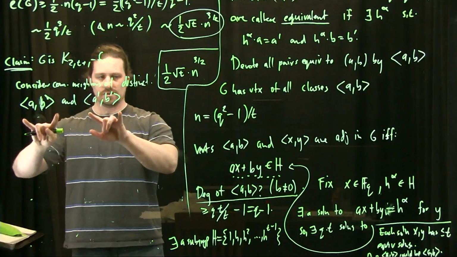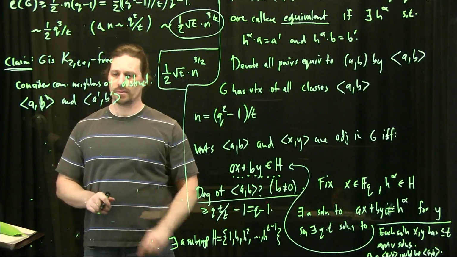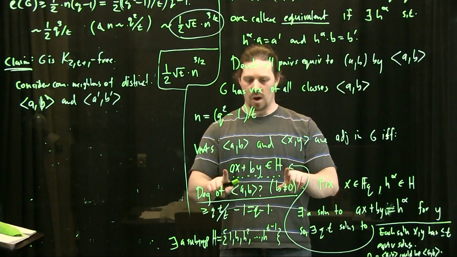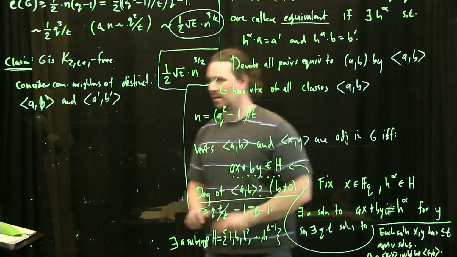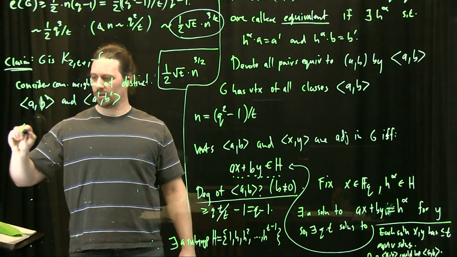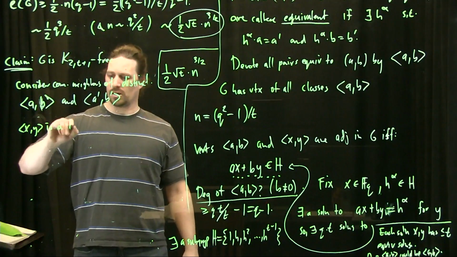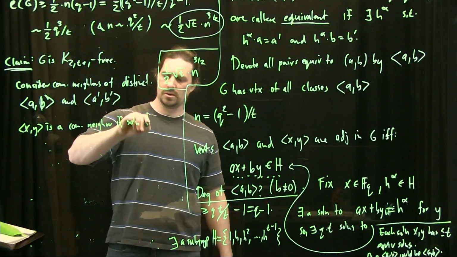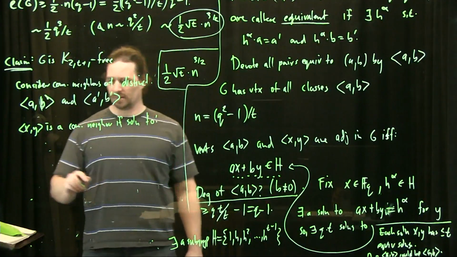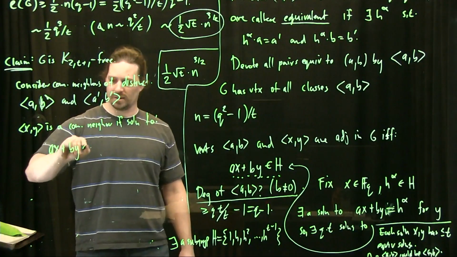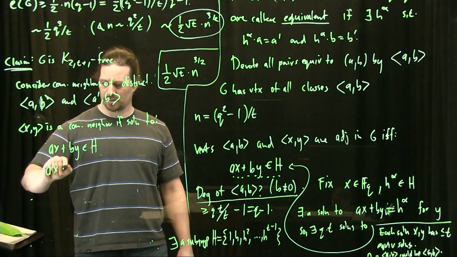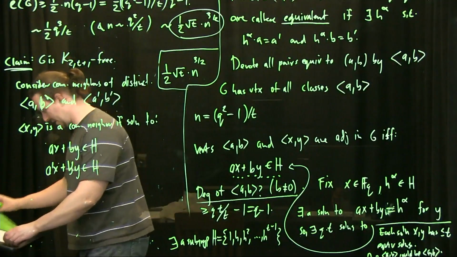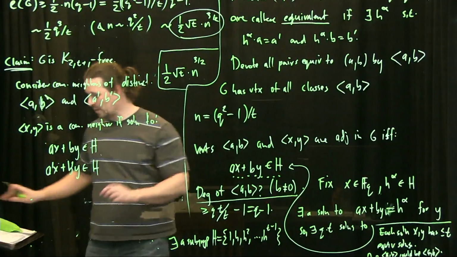So these two distinct vertices, I want to know the number of common neighbors of them. What does a common neighbor look like? It's just solutions. It's an (x, y) that satisfies this for A and for B. So (x, y) is a common neighbor if it's a solution to the following equation. So if ax plus by is in H, and a prime x plus b prime y is also in H. That would make it a common neighbor, right? It satisfies both those equations at once. So I want to count up the number of ways that's possible.